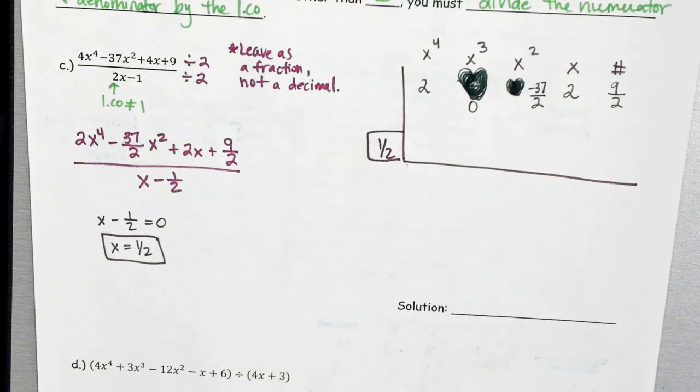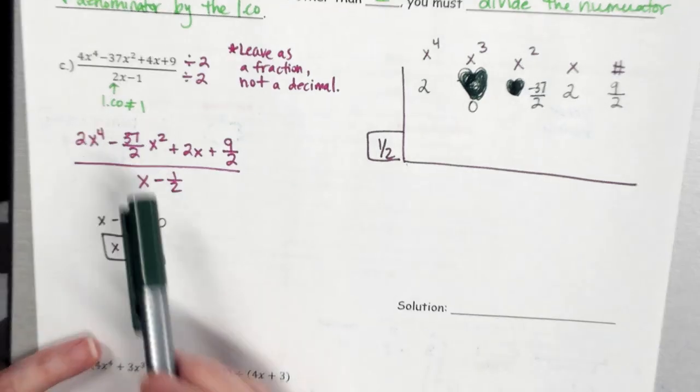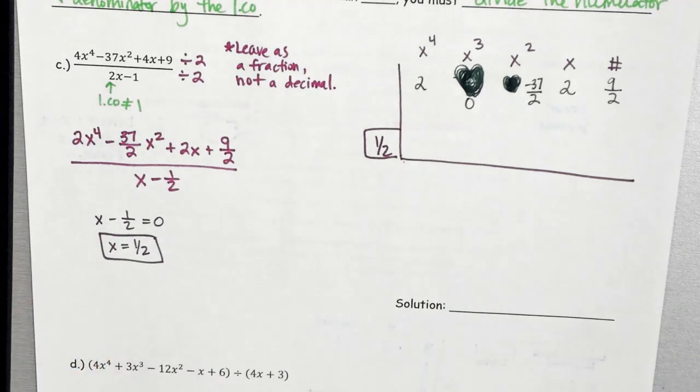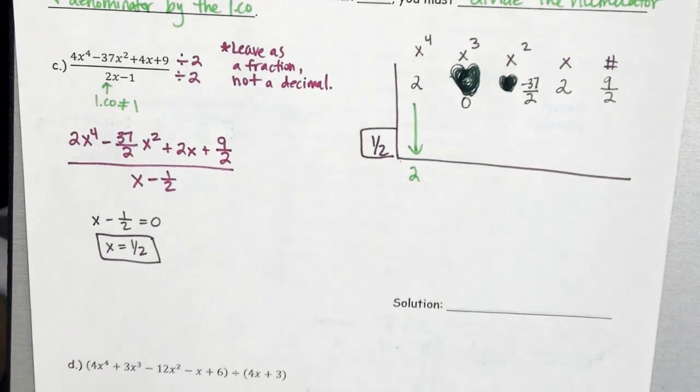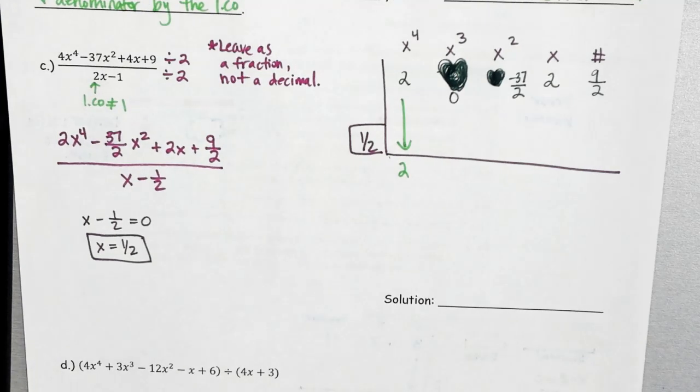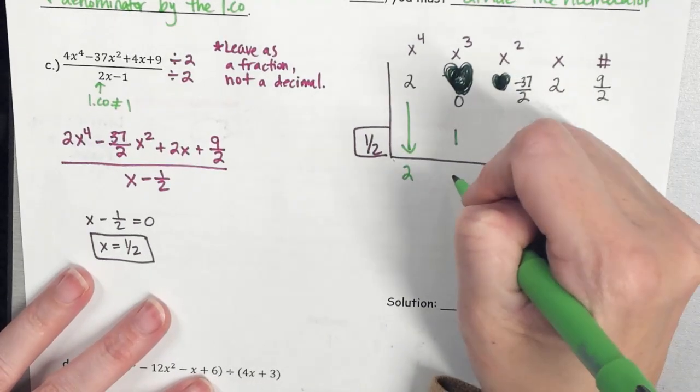Okay, so yeah, so for your x cubed, there's no x cubed, so now we have our x squared. And then your first step is always to drop the first one down. Now drop that down. Now remember when you are multiplying by a half, you're just cutting this number in half. So half of 2 is 1, and then you add straight down.